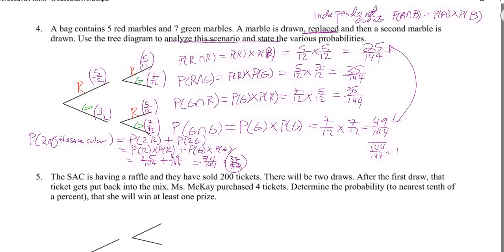Okay, which is a little over half the time, right? So 36 out of 72 would be half the time. So the probability we get two of the same colors is a little bit more than half. Now, the probability that we get a red and a green. Probability of red and green.